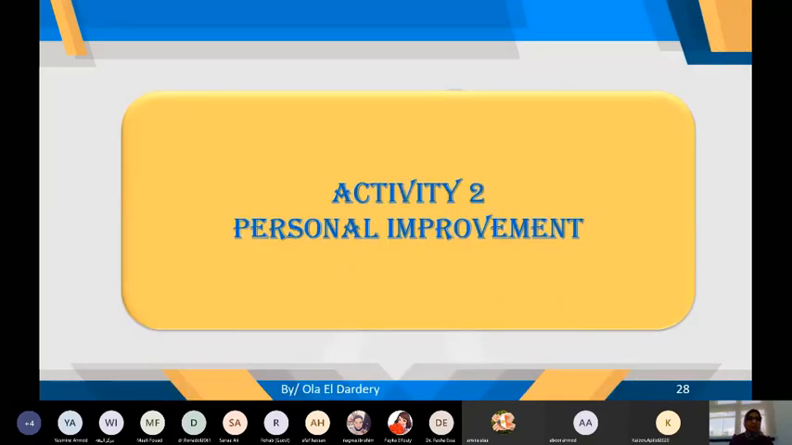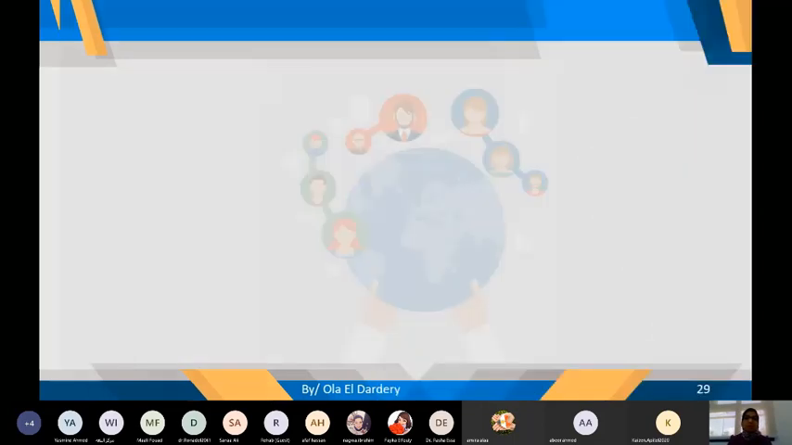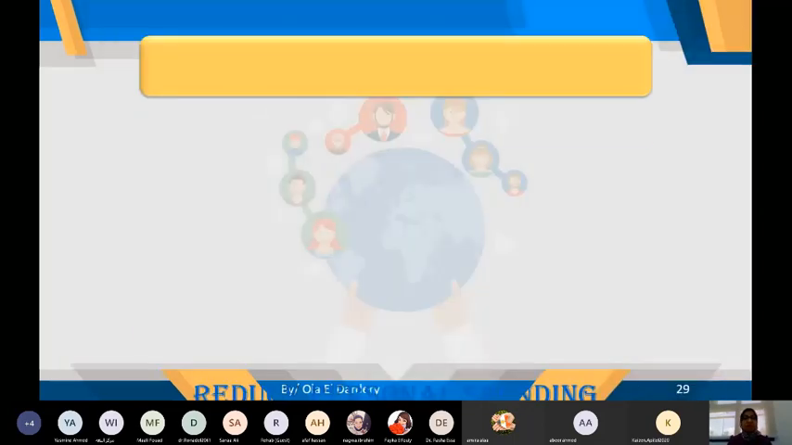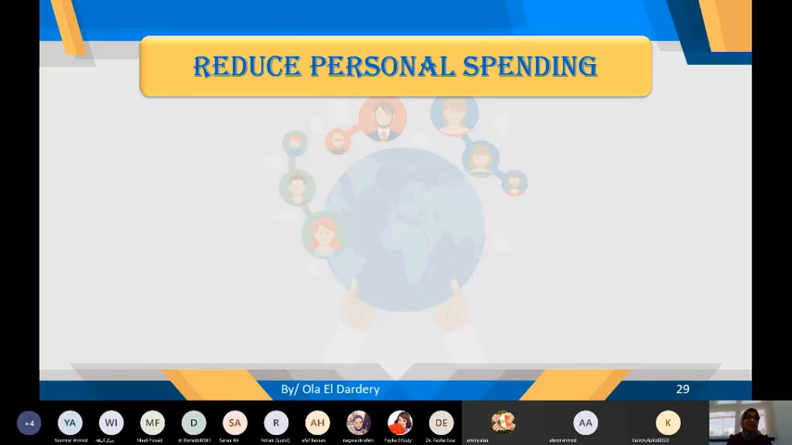The second activity that we can see here is related to personal improvement, and this is something that I have created and actually implemented. I'm just imagining that everybody would want to reduce their personal spending. So they're going to see, I spend a lot of money each month. How can I reduce that?